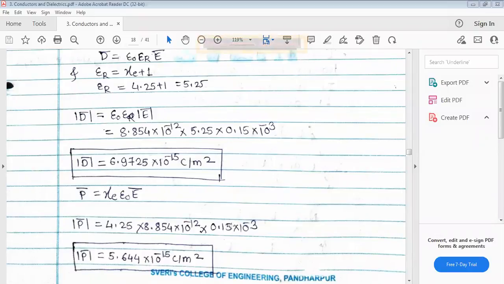They ask such types of examples. You should know the formulae. Everywhere, remember the formulae only, then you can solve the examples.